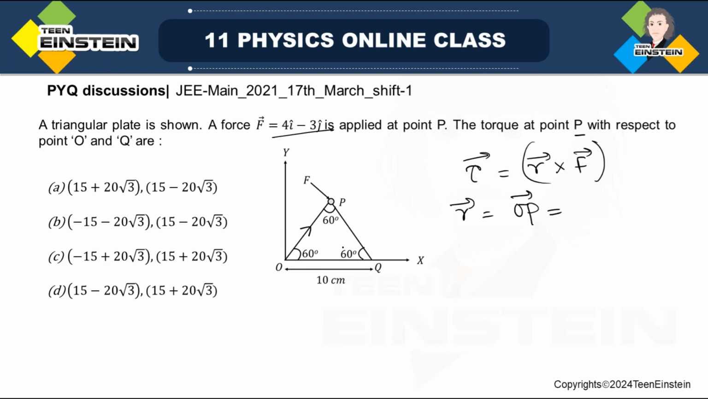So how do I write? I need to know the coordinates of these 2 points. This point is exactly the middle point, so this will be 5 centimeter here. This point has x coordinate 5 and y coordinate is the height, root 3 by 2 into a, so this will be 5 root 3 centimeter. So this is the coordinate, and this Q point has coordinate 10, 0.